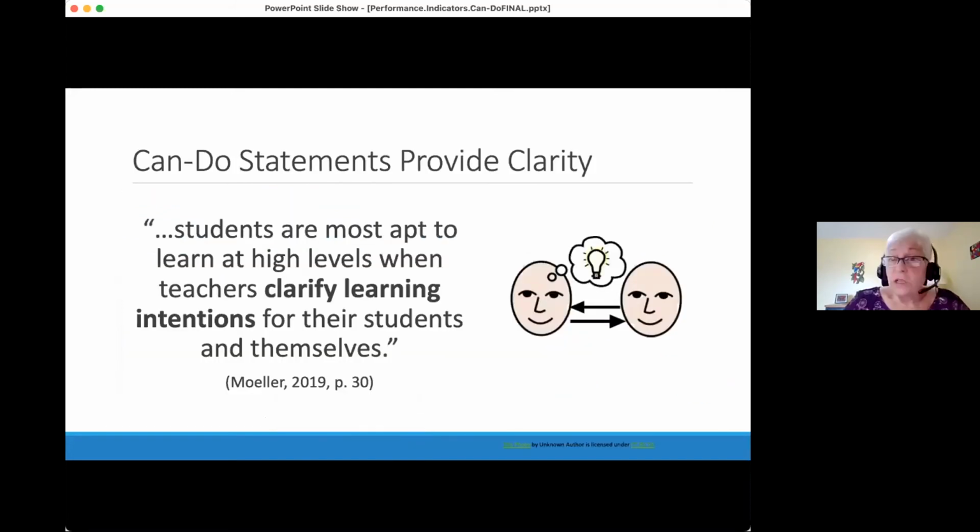So to conclude, I would like to talk just a little bit about some of the real advantages and benefits of can-do statements. We've alluded to them, but I just want to make them explicit here. First, they provide clarity. As Ellie Moeller wrote, students are most apt to learn at high levels when teachers clarify learning intentions for their students and themselves.